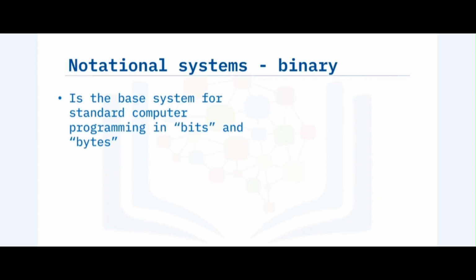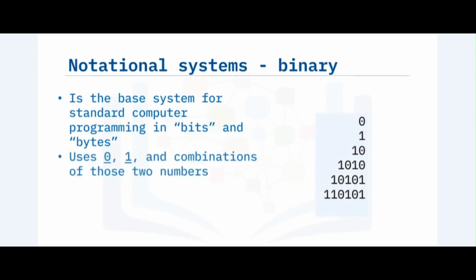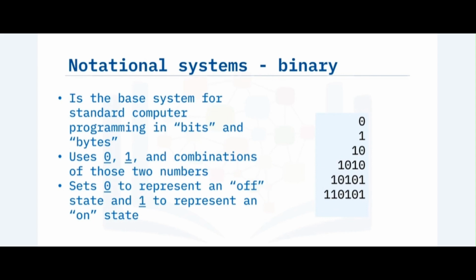Binary notation is the base system for computer speak and programming in bits, but more commonly referenced in bytes. Binary uses only 2 numbers, 0 and 1, and combinations of those 2 numbers. Binary notation represents 0 as an off state and the number 1 as an on state.